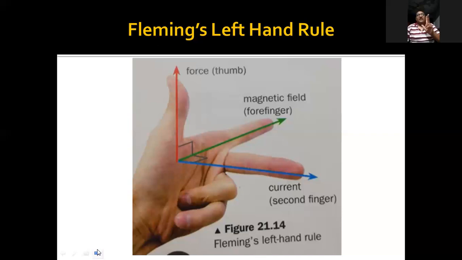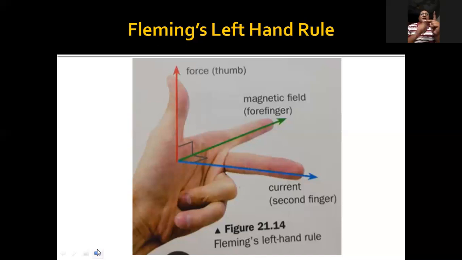You will stretch these three fingers, thumb, index finger, middle finger, F, M, C. You will stretch them in such a way that they are perpendicular to each other. You can see that. I have stretched my fingers. You have to actually do it. F, thumb is F. Index finger is M. And the middle finger is C. So if you stretch the fingers of your left hand in such a way that the thumb, the index finger, and the middle finger are perpendicular to each other, like I have done. They all are perpendicular to each other.